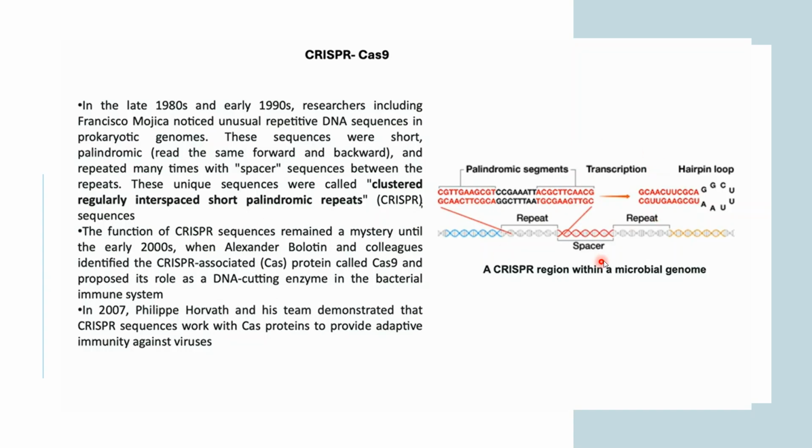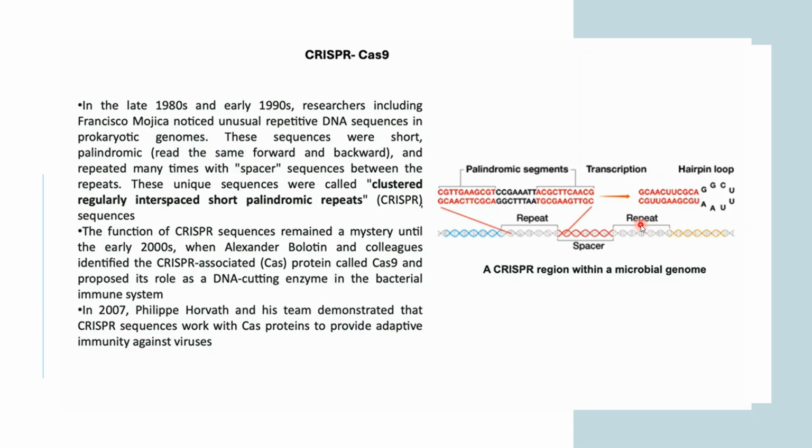The function of these sequences remained a mystery in the early 2000s, but then scientists like Alexander Bolotin and colleagues identified a protein called Cas9 and proposed its role as a DNA cutting enzyme in the bacterial immune system. Basically, this CRISPR sequence has a palindromic segment, then a spacer in between, and there is a repeat segment present in between the spacers. This is the unique sequence known as CRISPR sequences.